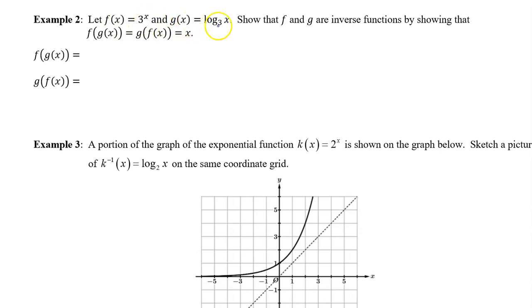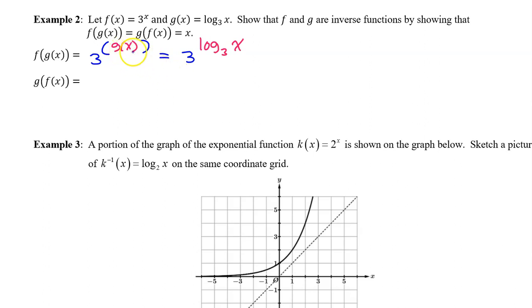and g of x equal log base 3 of x. Show that f and g are inverse functions by showing that f of g of x equals g of f of x, which equals x. Let's start with f as the outer function. So f is 3 to the x power, so I'm going to rewrite this as 3 to the parentheses power. So I have 3 to the parentheses. And then inside goes the inner function, which is g of x.